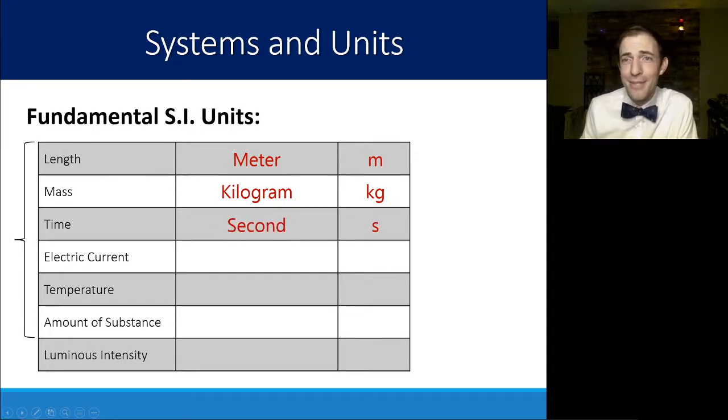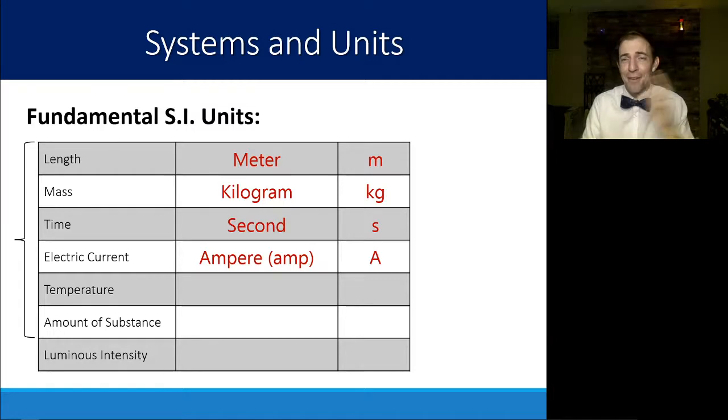For time, we're going to use seconds. For electric current, we're going to use amperes or amps. You might remember that from experience that you've had with electricity before.